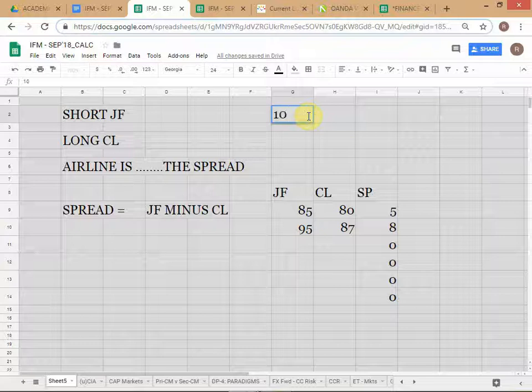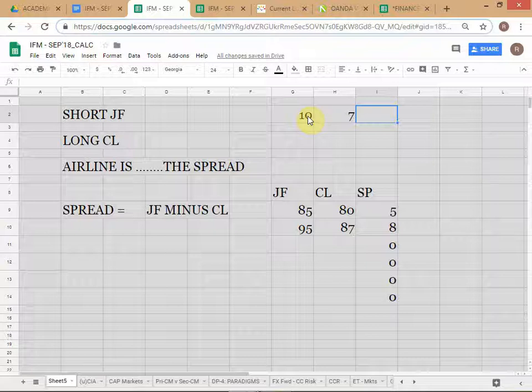Seven. Okay, so here therefore what is happening is, we are only making $7 on the hedge position. So now you should start looking at the two components, the underlying position and the hedge position. On the underlying position you are losing $10, and on the hedge position you are making only $7. So net, are you losing or making? You are losing $3, right?